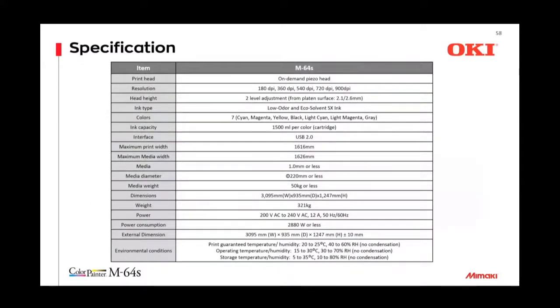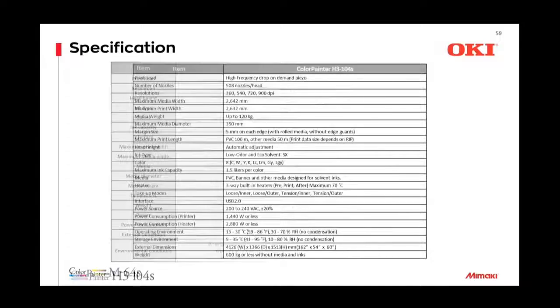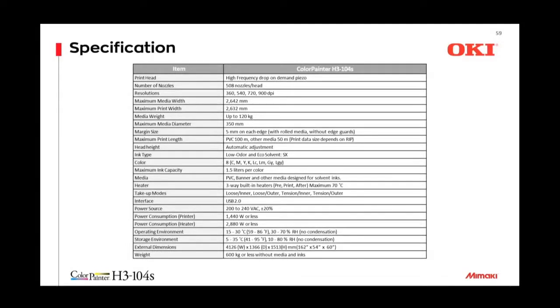All right, so we're just coming to the end now, guys. I won't stay on these slides too much, but here's a quick spec sheet on the M-64s. Just a couple of things I want to highlight probably on here is you don't have an automatic head height adjustment on the M-64s. There's 2-level adjustments on the printer, so you can see that there with 2.1 and 2.6. On the H3-104s, your head height adjustment is automatic. So it will do that in automatic functionality.